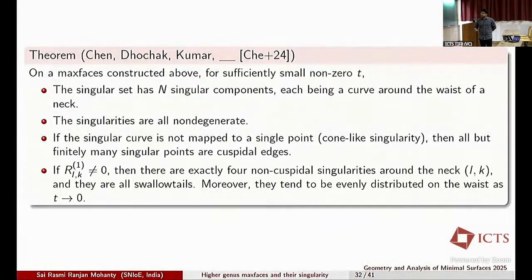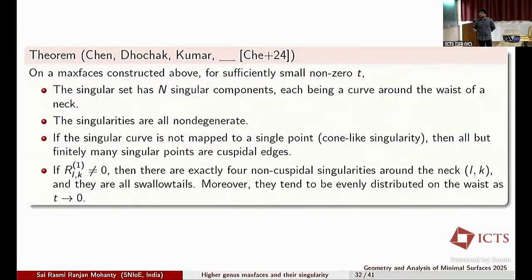And if there is one condition, R_{L,K} of order 1 non-zero, then this finite set has cardinality 4, and exactly 4 non-proper singularities are the swallowtail singularities, which also lie evenly distributed on the waist of the neck. That means they are not random singularities, they follow some symmetry. We will also see in the example how these swallowtails lie symmetrically on the surface.